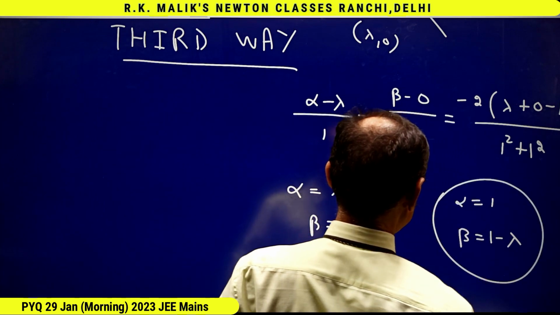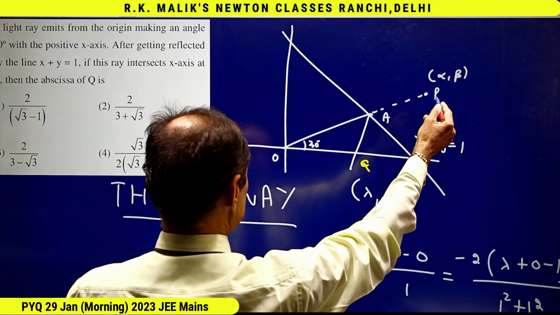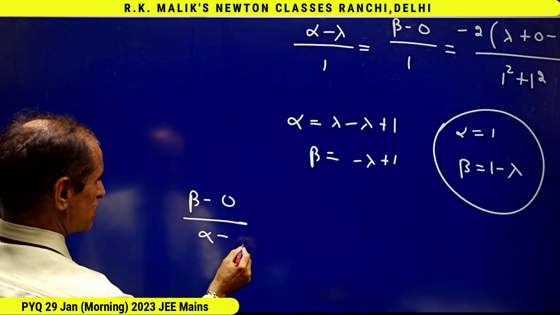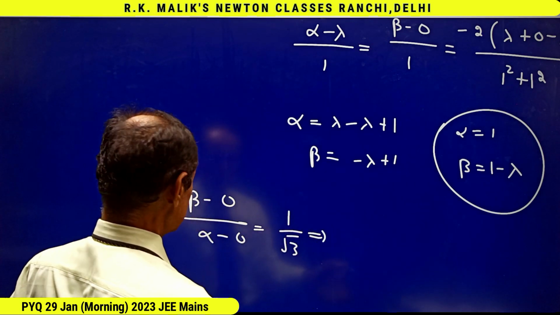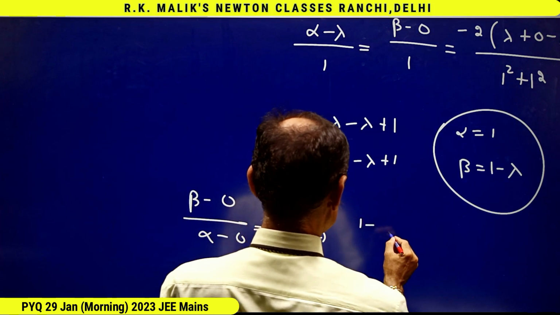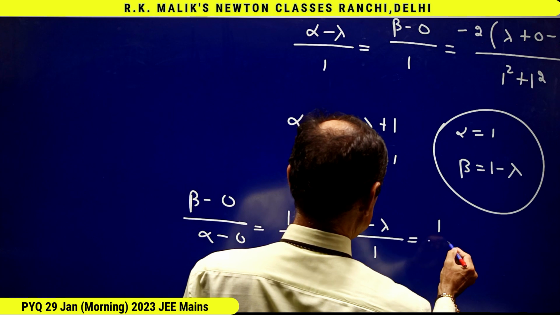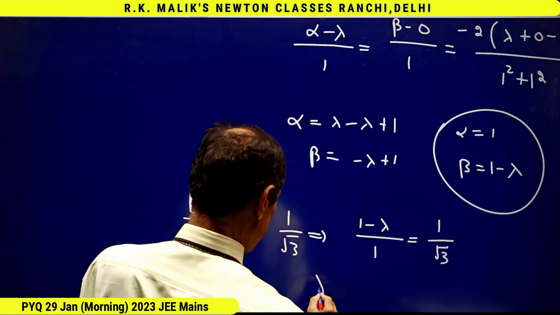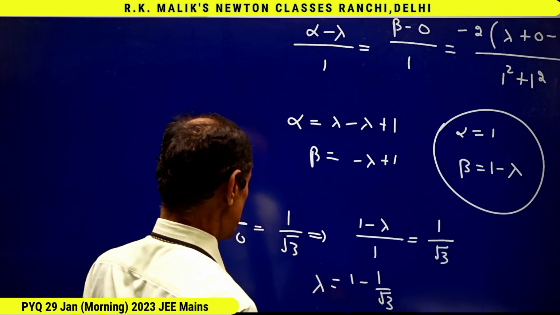Using these values of alpha and beta, I know that the slope of this line is tan 30, that is, beta minus 0 upon alpha minus 0 is 1 by root 3, which means 1 minus lambda upon 1 is equal to 1 by root 3. That is, lambda is equal to 1 minus 1 by root 3.